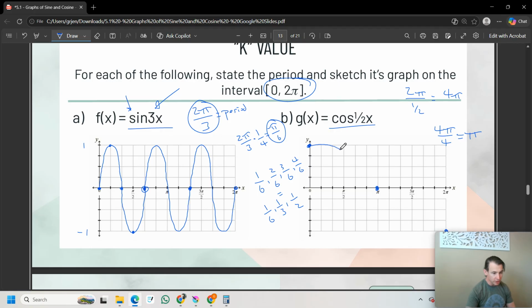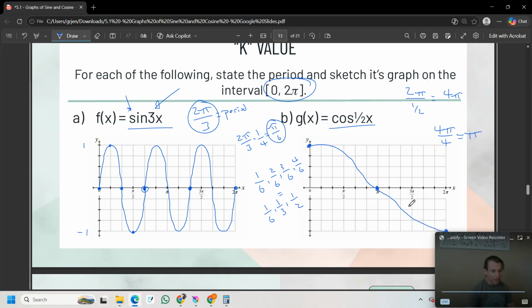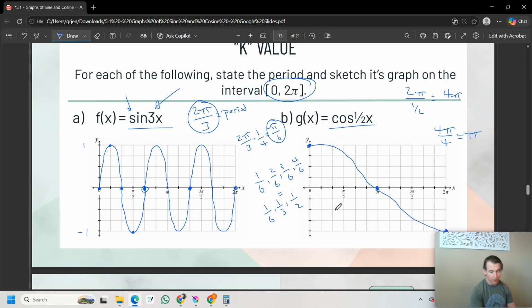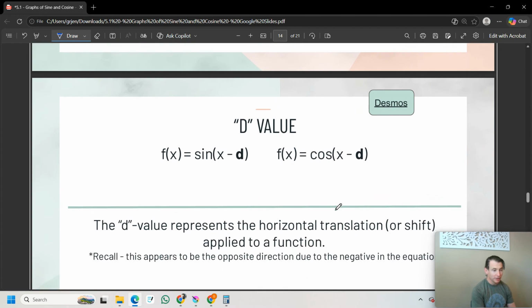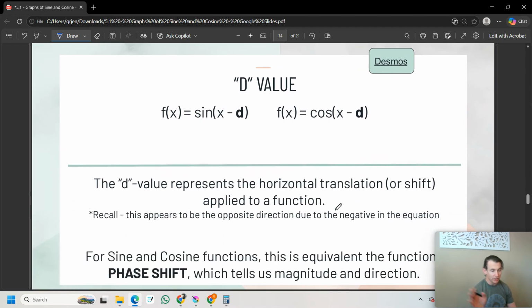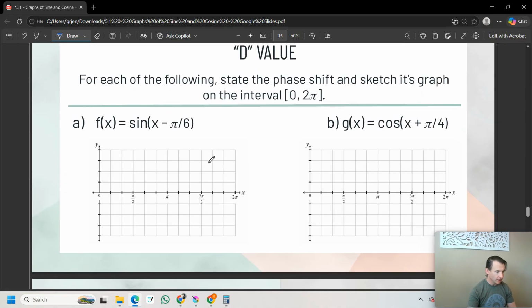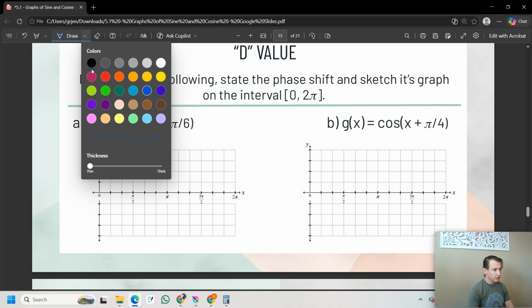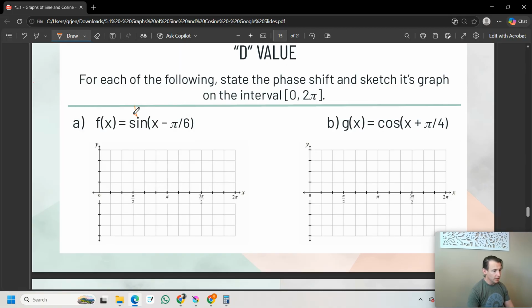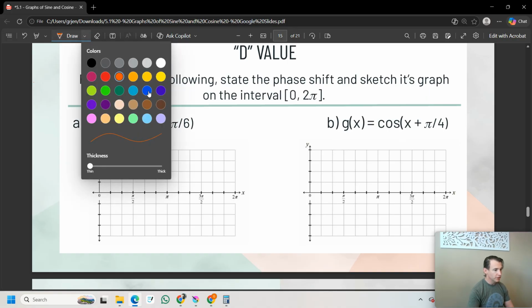And we are essentially seeing just 1/2 of a full cycle there with cosine of 1/2 of x. Okay, the d value shifts things left or right. It's kind of tricky. So here, this is my suggestion for how you graph these: go ahead and sketch this one in a very light color and then shift.